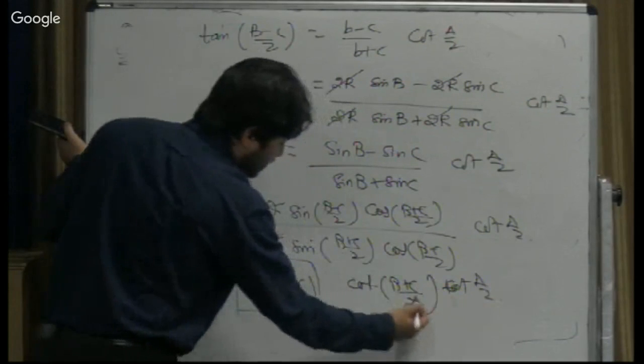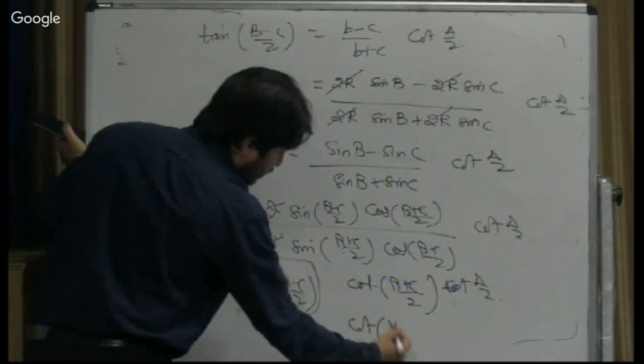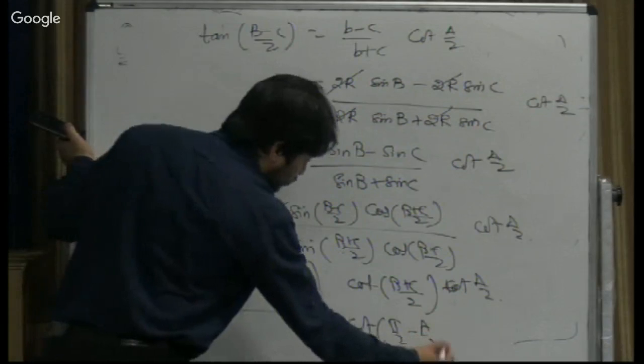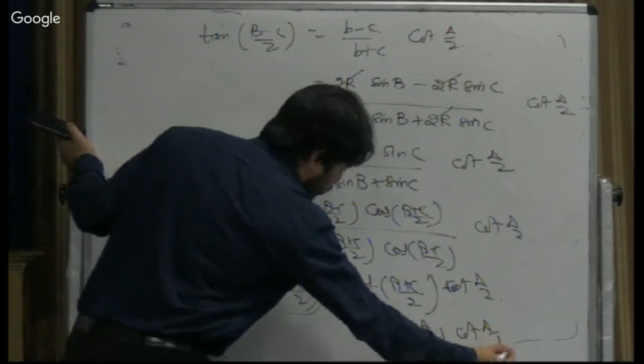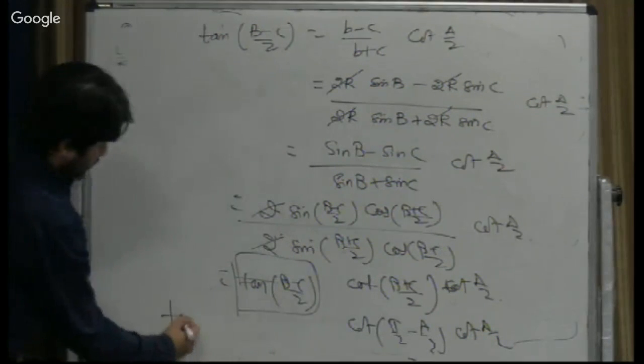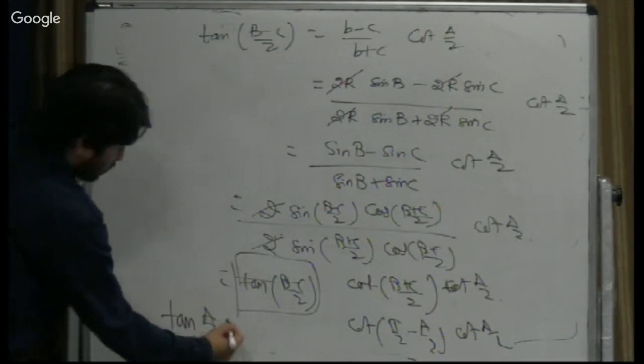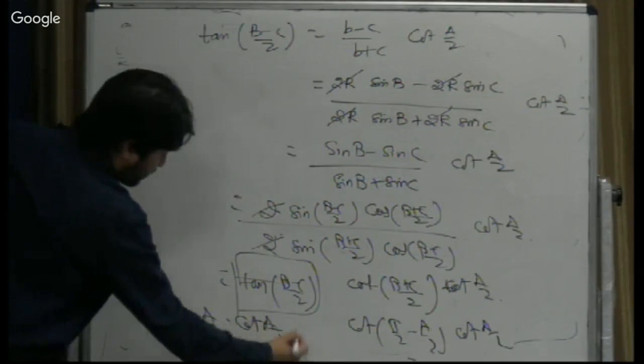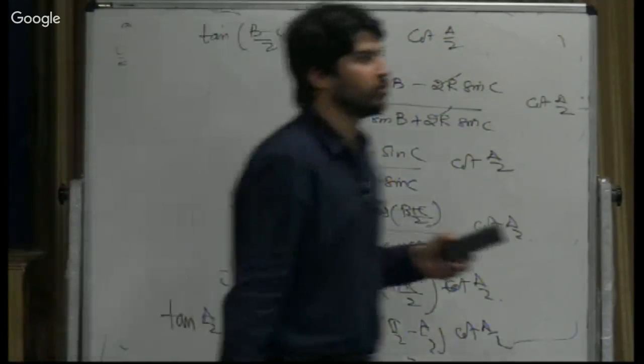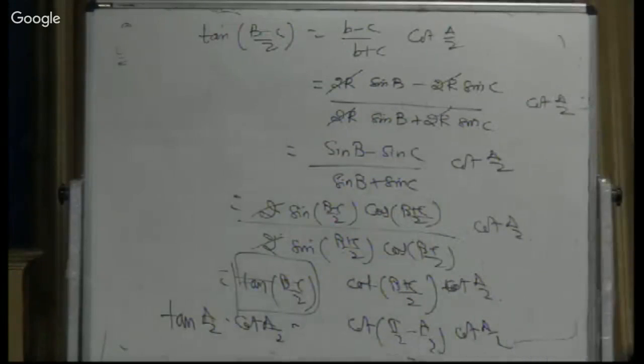So (b plus c)/2 can easily be written as pi by 2 minus a by 2, into cot a by 2. So cot of (pi by 2 minus a by 2) turned out to be tan a by 2 into cot a by 2, which eventually gave me 1. So 1 into tan (b minus c)/2 on the right side, and left side tan (b minus c)/2, and hence it was proved.